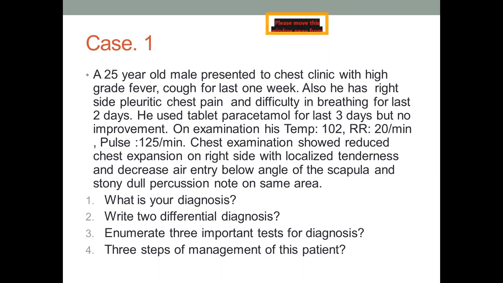On examination, temperature is 102, respiratory rate is slightly increased, pulse is also increased. Chest examination showed reduced chest expansion on the right side with localized tenderness and decreased air entry below the angle of the scapula and stony dull percussion note in the same area. What is your diagnosis? So this is a pleural effusion, most probably empyema.